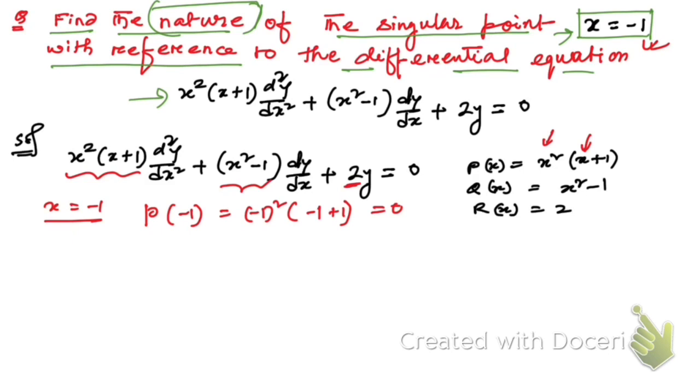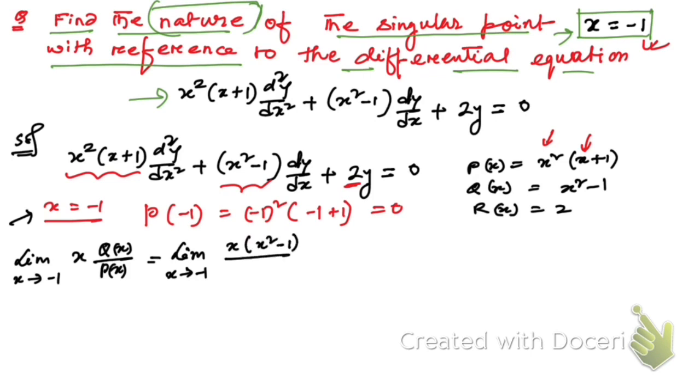So first, in order to check whether that point is regular or not, let us find this limit. x tends to x naught, which is here -1, so x tends to -1 of x into q of x by p of x, right? So that's going to be equal to the limit x tends to minus 1 of x into x square minus 1, which is q of x, divided by p of x, which is x square into x plus 1, right?